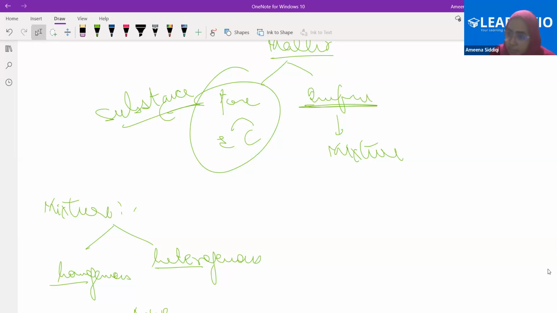In case of a mixture, we can separate most of the mixtures, the combining units of the mixtures, using a physical process of separation. I hope that is clear. Any problem? Yes, ma'am, it is clear. Any problem, beta, you can please ask without any hesitation. No, ma'am, I got it.